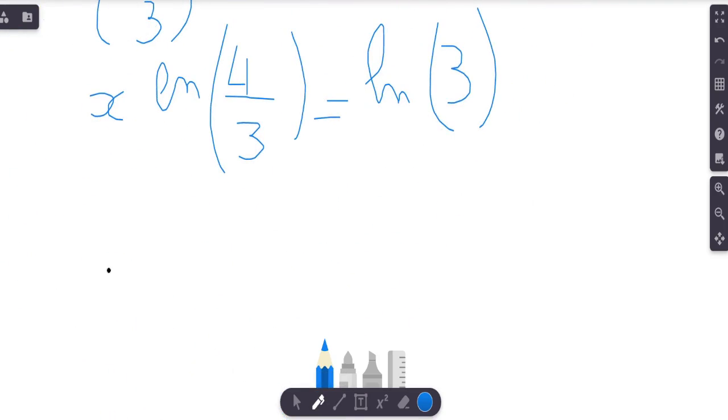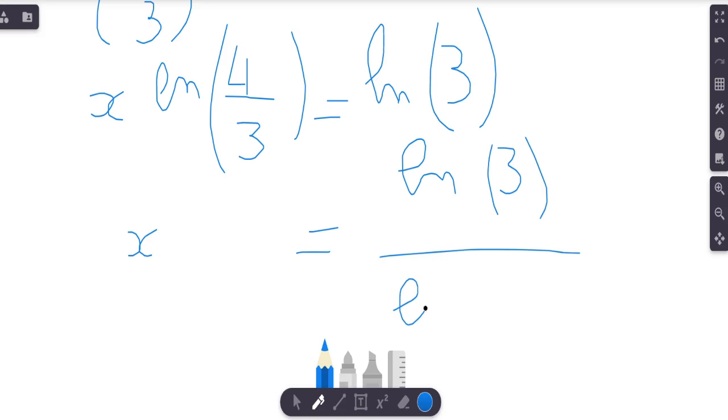And then by dividing both sides of the equation by log of 4 thirds, we have x equals log of 3 divided by log of 4 thirds.